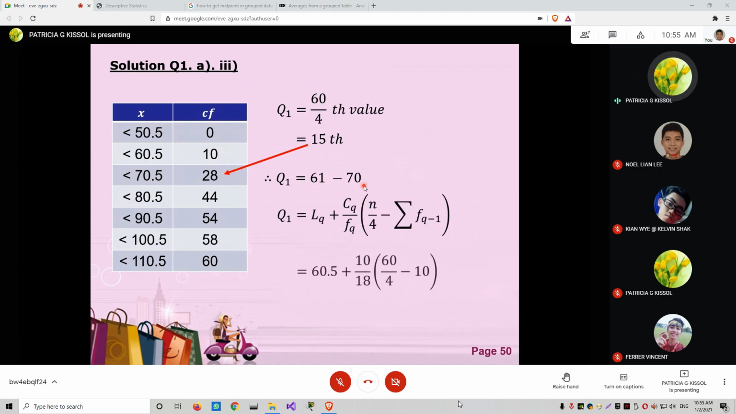So when you put into the formula, you notice that I'm using 60.5 plus 10 is the size, 18 is the frequency of this category. You can check out from the original question just now. 60 divided by 4, because our n is 60, minus 10. Where do I get the 10 from? It's from here, directly below the one that we have chosen. So when you calculate it, you get 63.28. Is that clear?